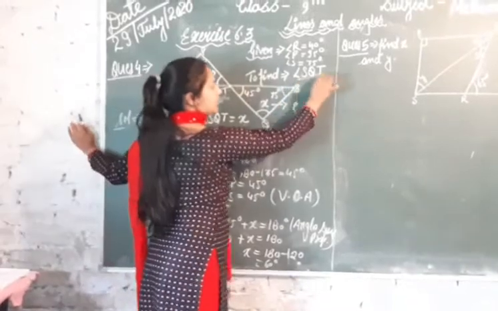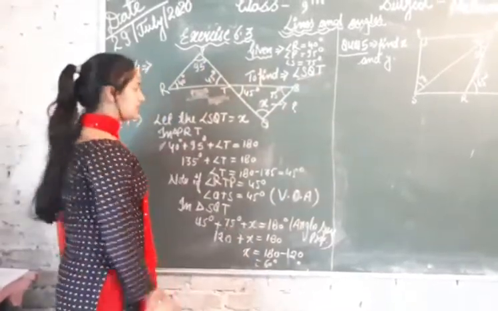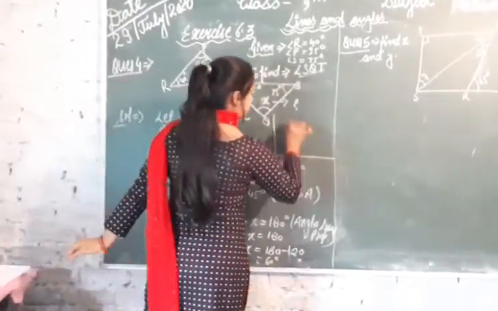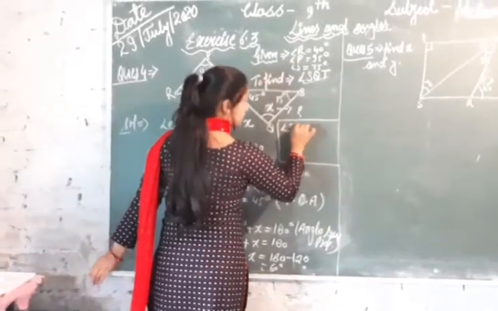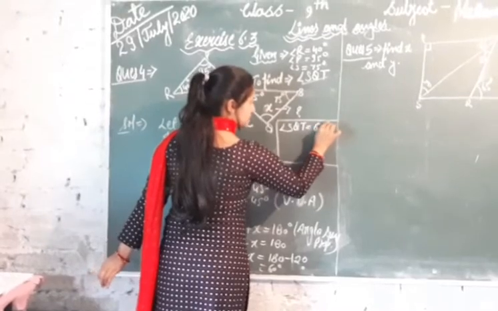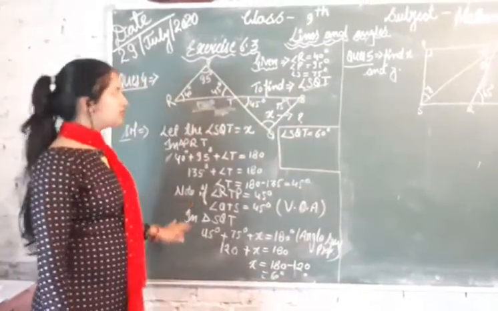You have to find the angle SQT and the value is 60 degree. So at last, write down: angle SQT is equal to 60 degree. So this is your answer.